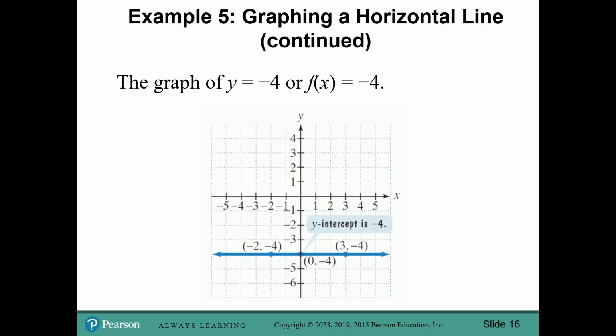So, essentially, we can go to any x that we want to. We can go to negative 2, and the y point is still going to be negative 4. We can go to 0. The y point is still going to be negative 4. We could go to 3. The y point is still going to be negative 4. So what we wind up with is a horizontal line through y equals negative 4.